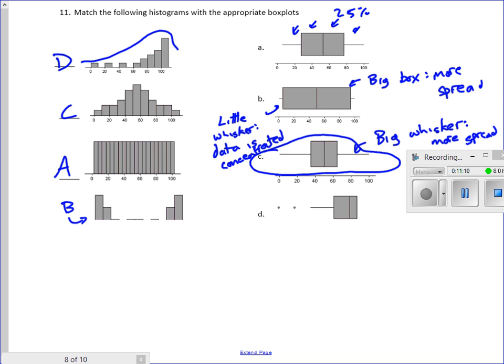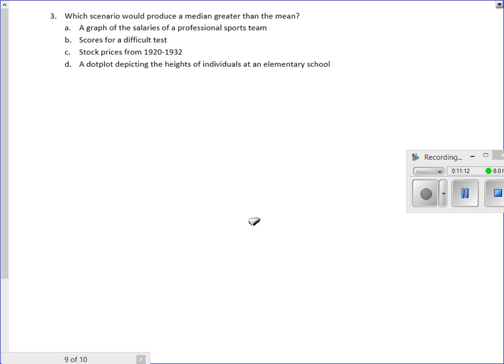All right, so back to 3 very quickly. Which scenario would produce a median greater than the mean? So in other words, we want the mean to be less. So we want an outlier. We want the mean down here, the median here. This really isn't the best question, so I will warn you. It's not going to be one kind of this strangely abstract, if you will. The ideas will be a lot simpler to think about. You're not going to have to know your history, like the stock prices.